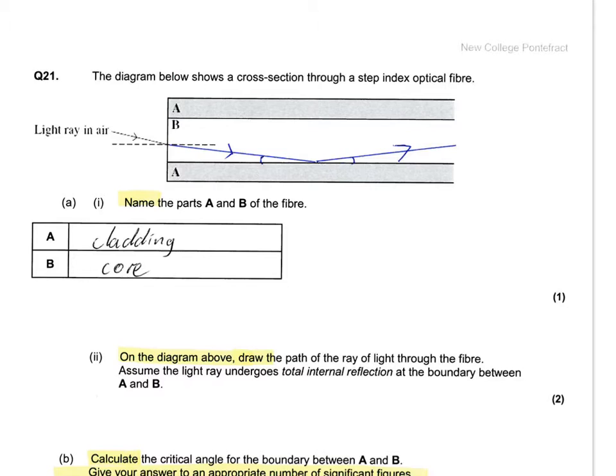Very straightforward start there. On the diagram above, draw the path of a ray of light through the fibre. Assume the light ray undergoes total internal reflection at the boundary between A and B. As the light ray is coming in at this point here, if you imagine doing the thumb and finger exercise, whichever's lower down is going to carry on travelling faster for longer, so it's going to bend that way. So we need it to bend as it comes in, so that the angle of refraction is smaller than the angle of incidence. That will then come through.